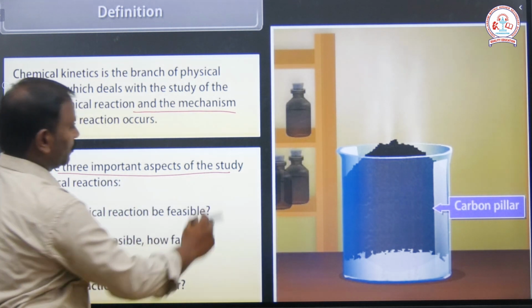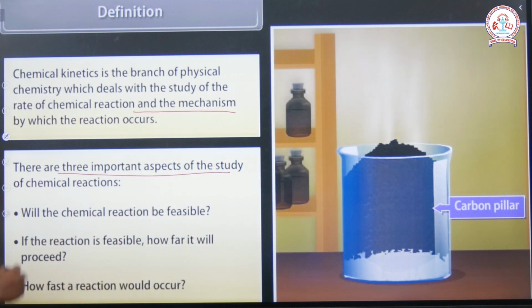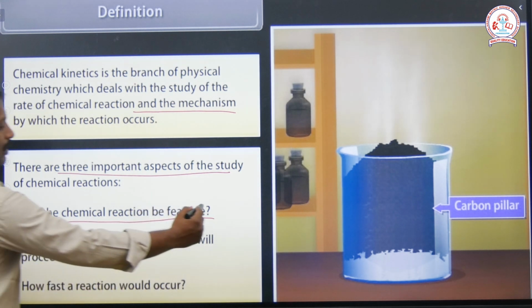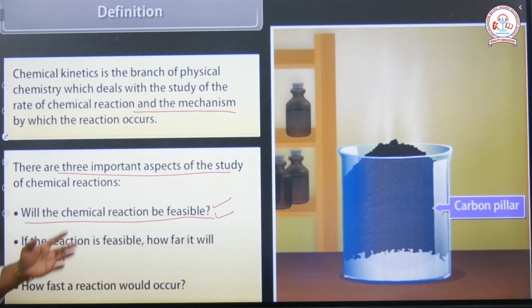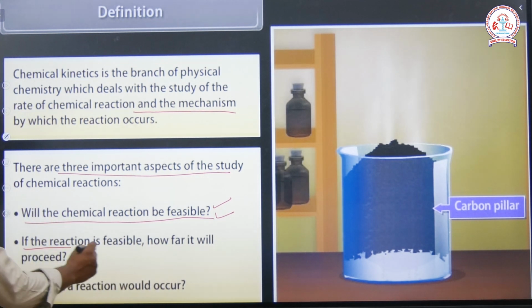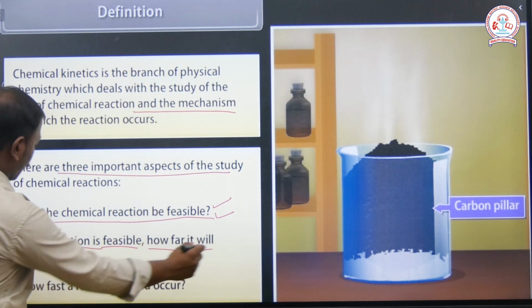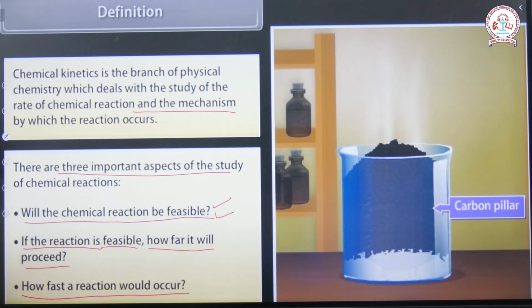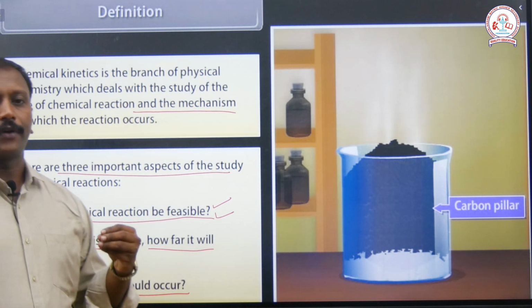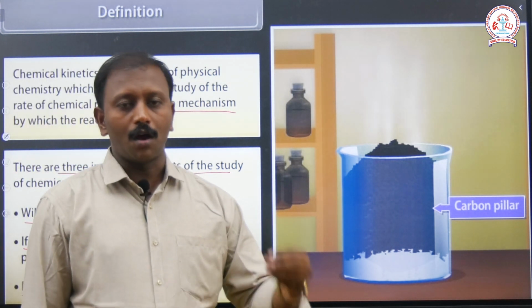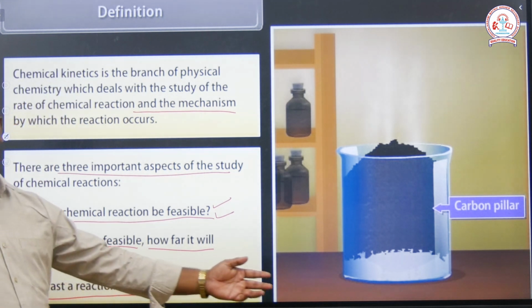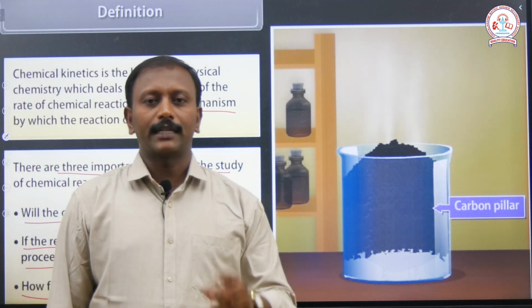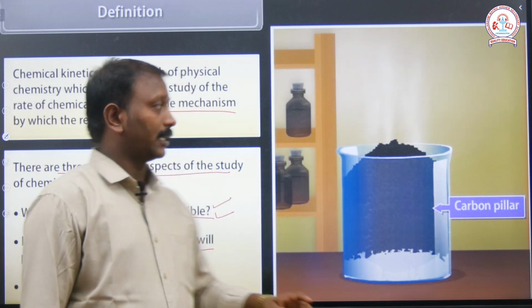So what are the 3 aspects? Will the chemical reaction be feasible, that is, feasible or not feasible? We studied this in the thermodynamics part. If the reaction is feasible, how far will it proceed, and how fast would the reaction occur? This is chemical kinetics. We find out how far and how fast the reaction would occur in a simple chemical reaction, and we study this part in this lesson.